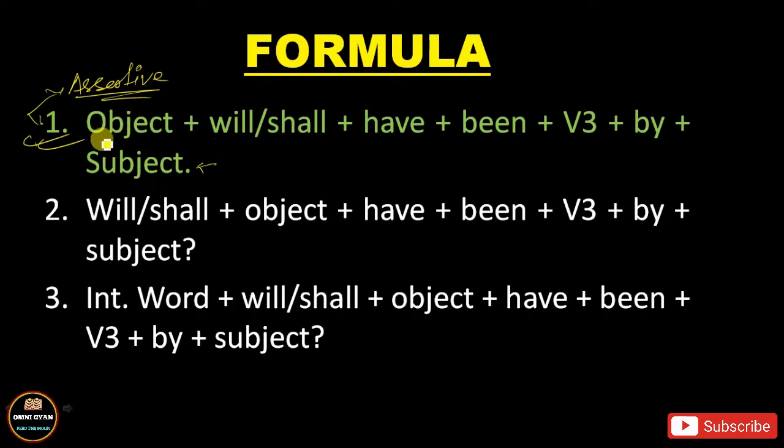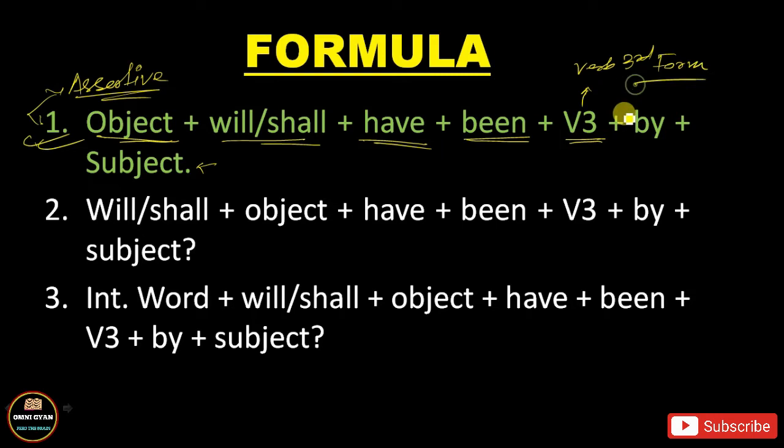ठीक है. So the first thing that we see is that object comes in the beginning and then will or shall. Now whichever is there in the question you write that only. If there is will in the question you write will. If there is shall in the question you write shall. ठीक है. Let me make it very simple for all of you. Then we have to use have. Then we will be using been. Then verb third form, V3 is verb third form. Then we will use by, and then finally subject. ठीक है.